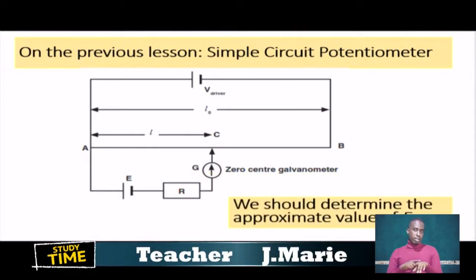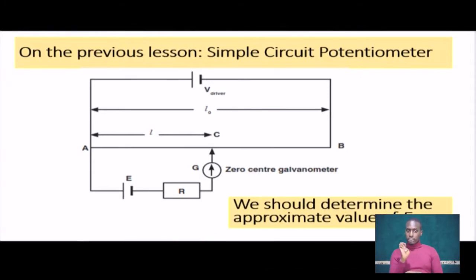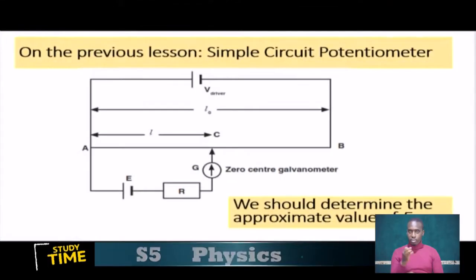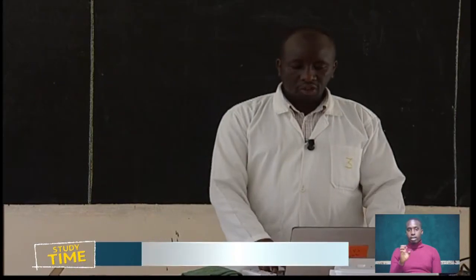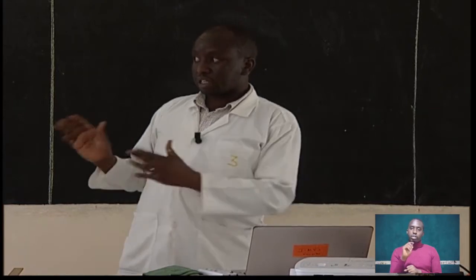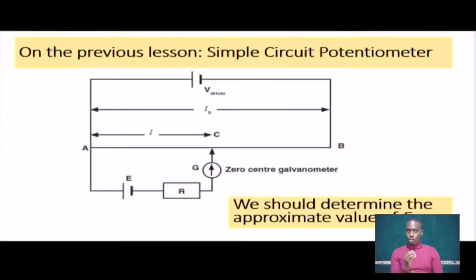There we should determine the approximate value of E, the electromotive force of this cell that we have down here. But again, as I have said, it works on the principle of changing the length, and when you change the length of the wire, there is a change of the resistance. So we are going to do a demonstration, and after that we do the example related to what we discussed in the previous lesson. So let's have these materials here.